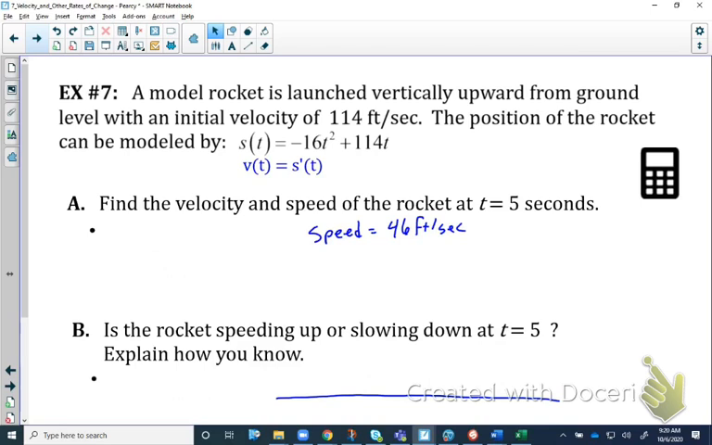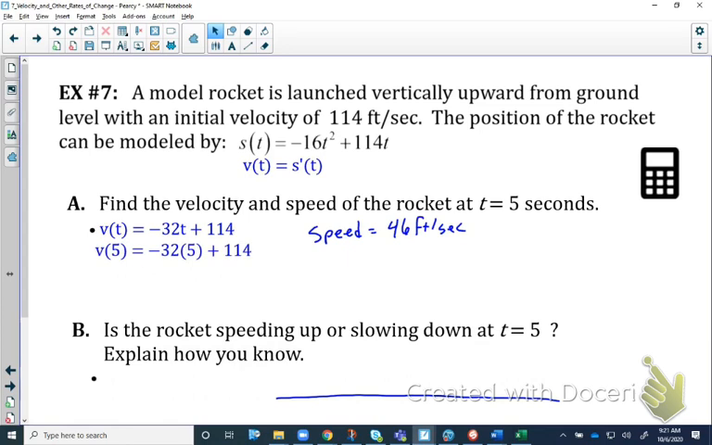Now we have a model rocket that's launched vertically upward from the ground with an initial velocity of 114 feet per second. And the position of the rocket is modeled by the given function. So keep in mind that the velocity function is the derivative of the position function. It says find the velocity and the speed of the rocket at 5 seconds. If I'm talking about anything in terms of velocity, I want to know the velocity function. So in this case, the derivative of the position function is going to be negative 32t plus 114. And we're looking at it in terms of 5 seconds.